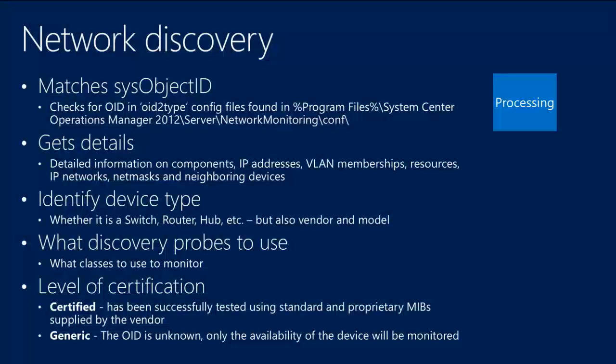So with the network discovery itself, we did the initial probing. We're successful in doing the SNMP get. We want to get further information, so we will do a full SNMP walk to get information from the device. We will check the OID2 type in a management server configuration file called config files, under the path you can see at the first bullet, to see if we have an understanding of the switch.